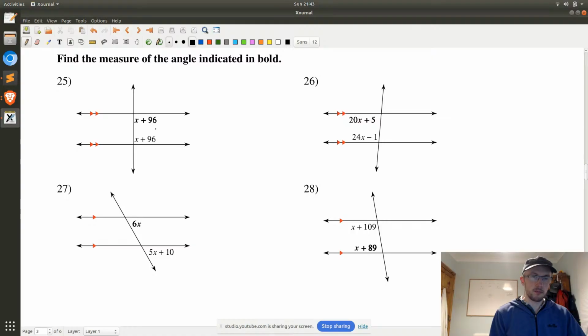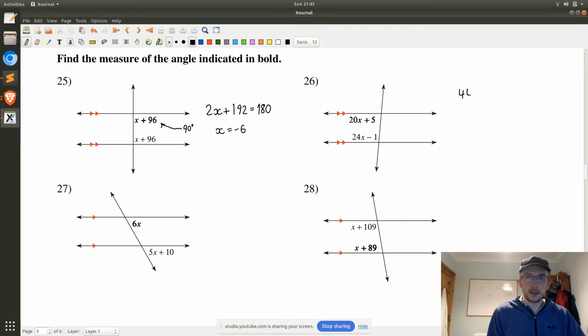All right, so not quite sure what's going on here. So x, well, okay. 2x plus 192 equals 180 because they're consecutive interior or co-interior angles. And so x equals -6. And of course, this angle here is 90 degrees. But I'm not sure what they're actually asking there.